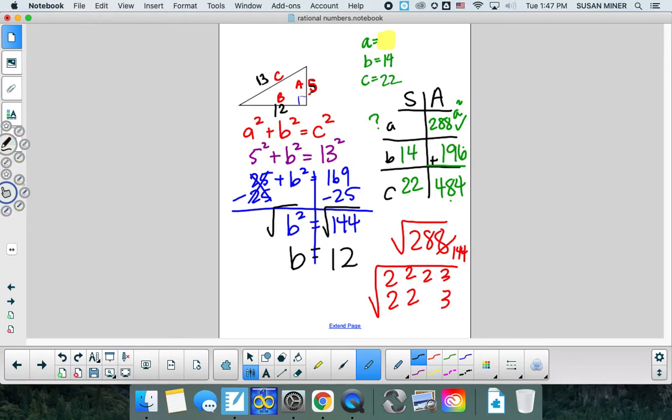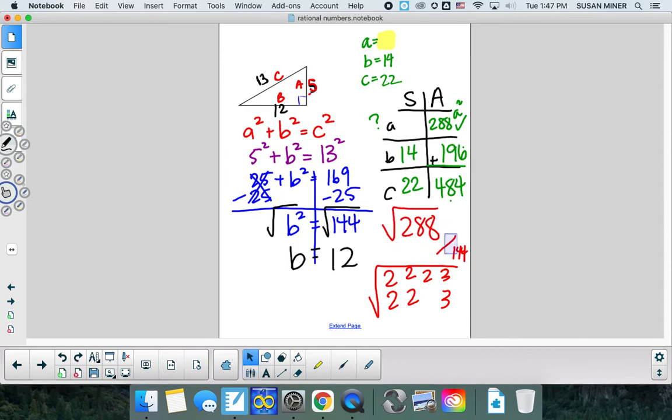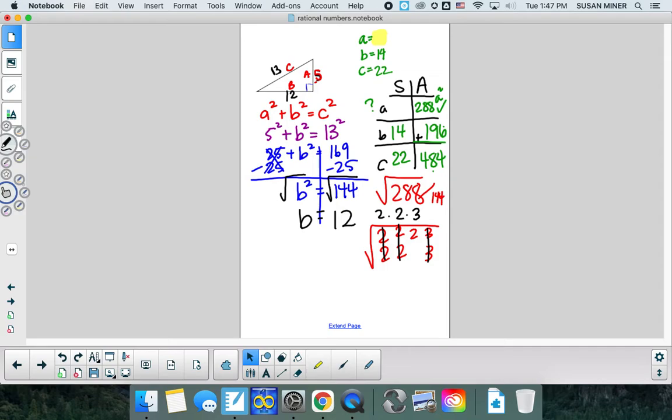And I like to break mine up into groups of twos because then I can see what I've got here. Let me kind of move this up so I give myself a little bit more room. I'm going to pull a 2 out of there, another 2, and a 3. So 2 times 2 times 3 would be 12 with a remainder of 2. Here's my remainder. So this side length would be 12, remainder 2.